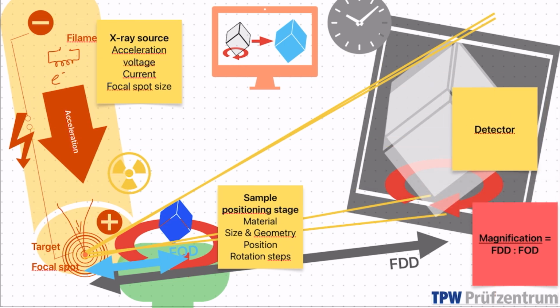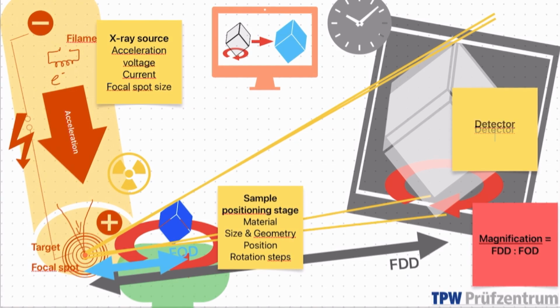Finally, for the detector, the parameters to consider are the position, again, so the distance between the detector and the X-ray source, then the sensitivity of the detector, and the exposure time, so the time that it takes to capture one individual X-ray image.